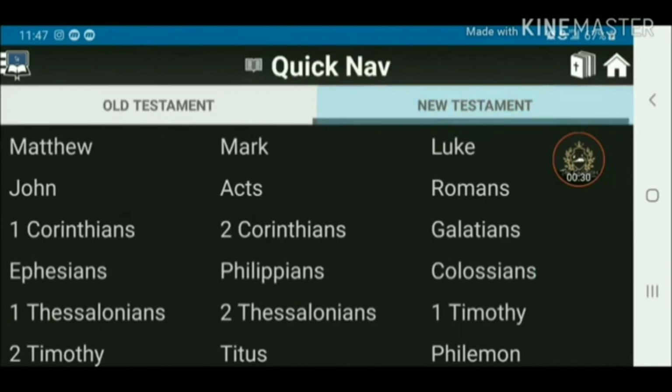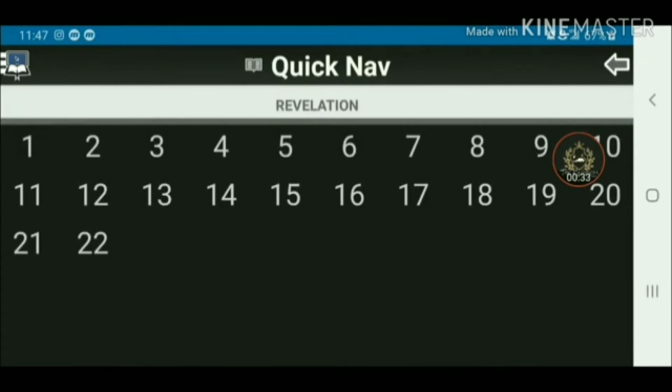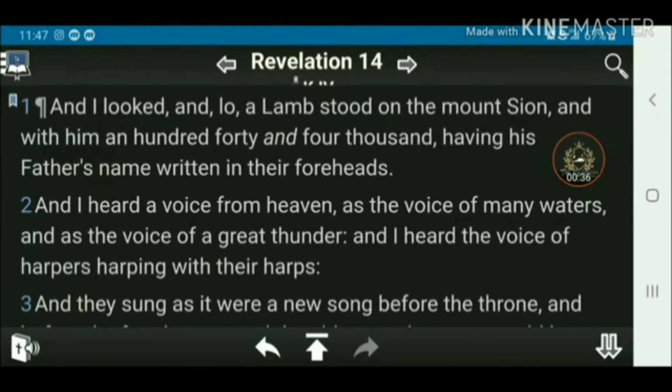Let's go get this. The first fruits in Revelation, the 14th chapter.